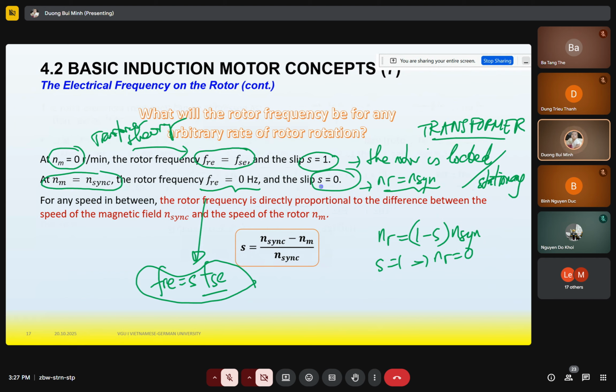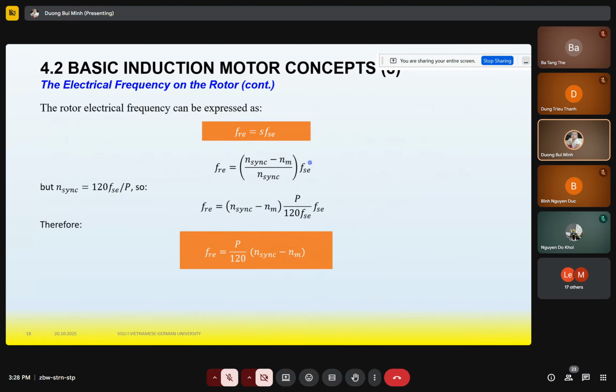So for now, S is 0. If we apply this formula, we get FRE is 0 times FSE, equal to 0. So how can we get this formula? This one we come to on the next slide.